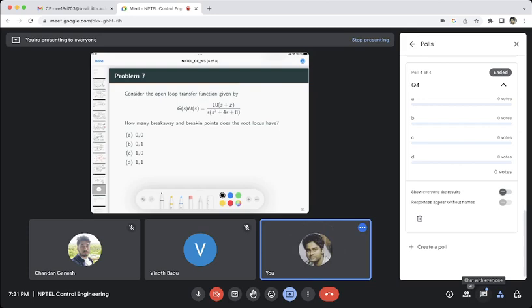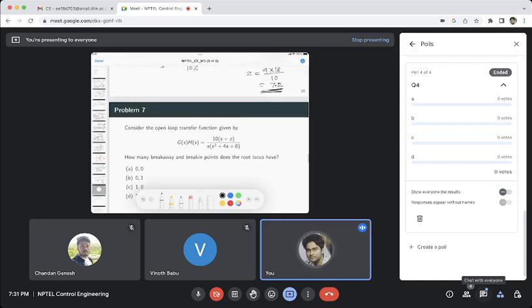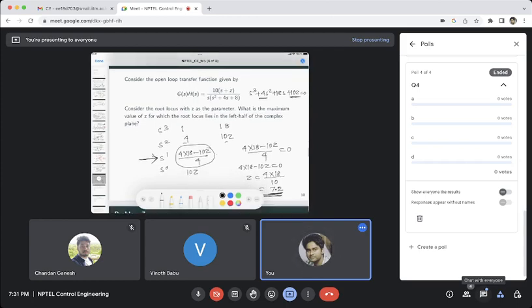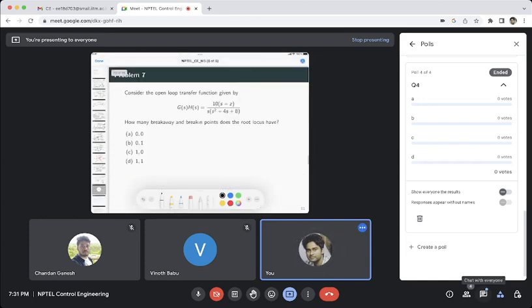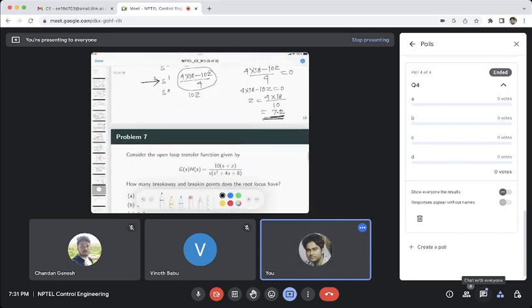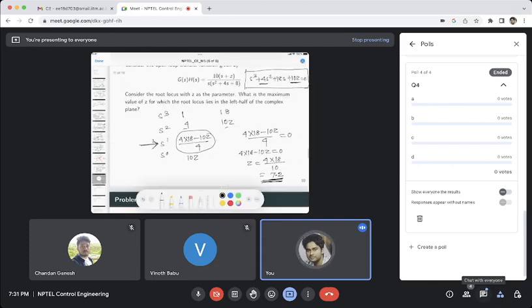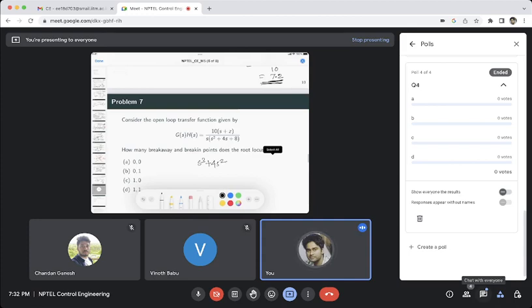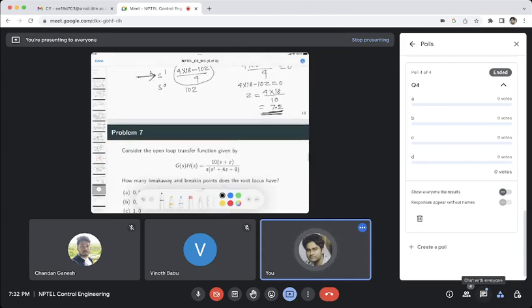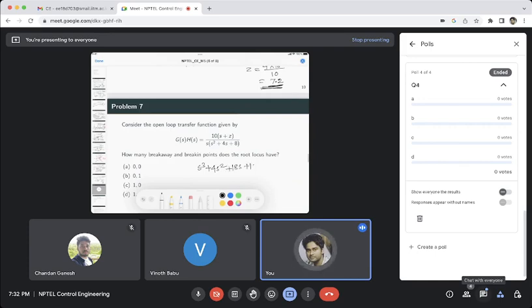Okay, so we'll do this problem also. We already have this characteristic equation, already written here. So we will write z in terms of s. I'll just write this equation again: s cube plus 4s square plus 18s plus 10z equal to 0.